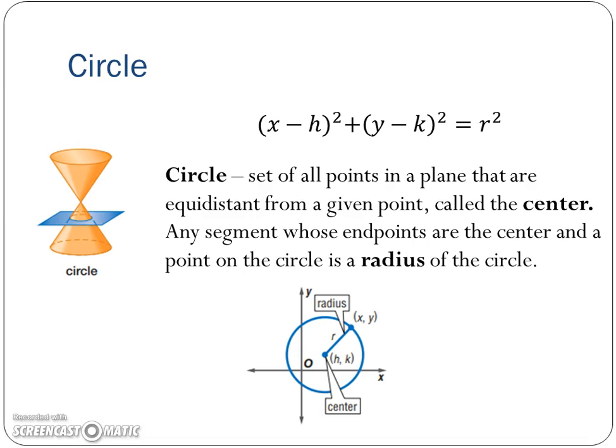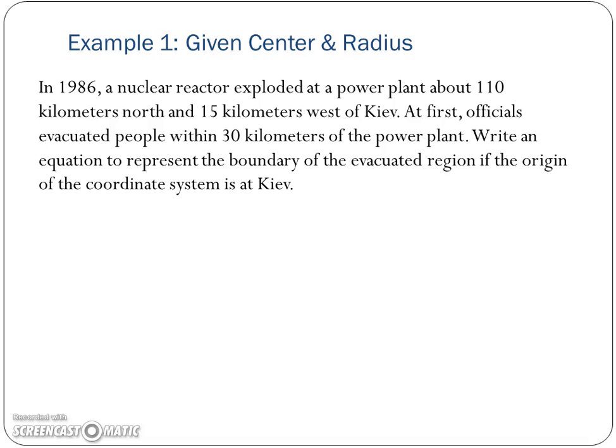So the standard equation of a circle is (x minus h) squared plus (y minus k) squared equals r squared, where (h, k) is the center and r is the radius. So let's see an example of this.